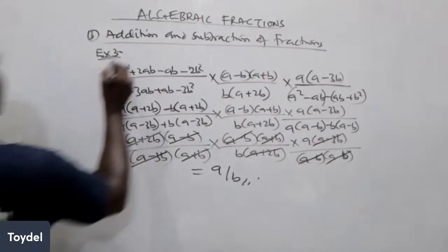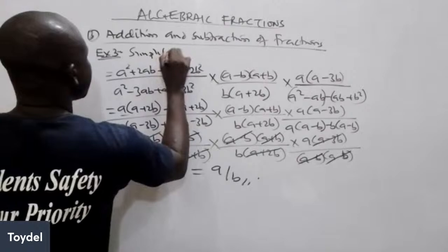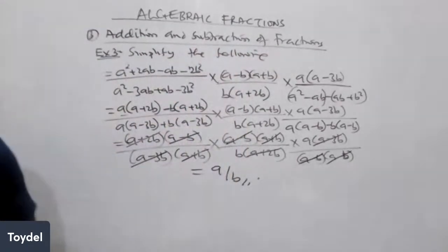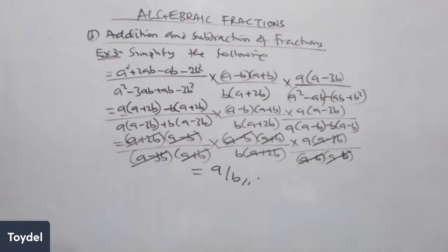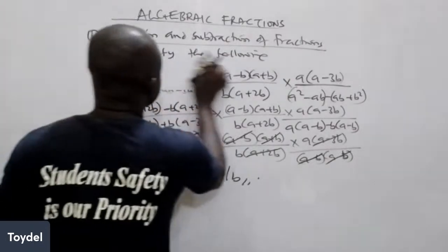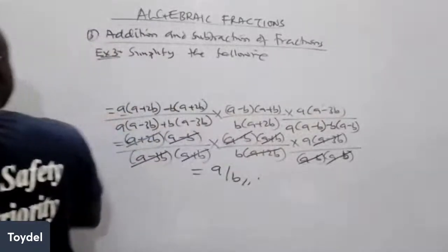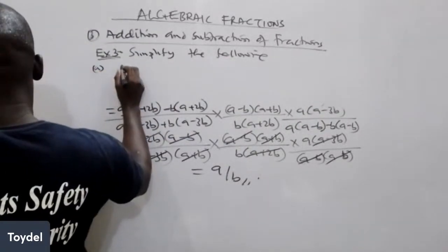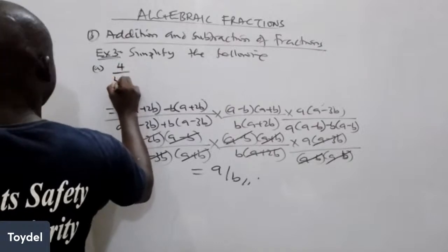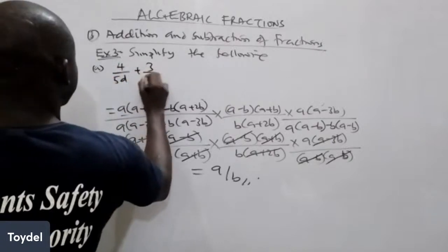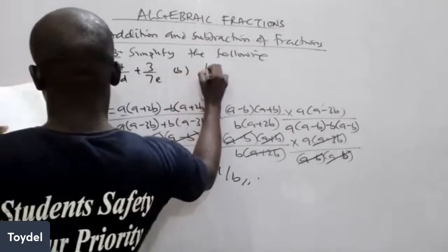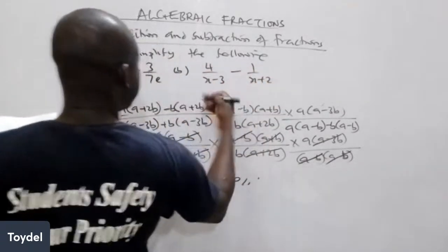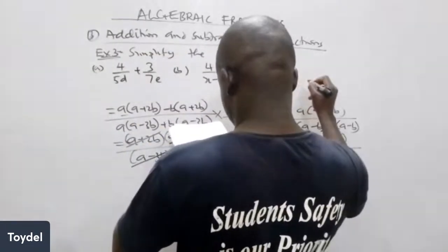So let's just say simplify the following. Please just look at what we have done. Just take your time and check it out. Under multiplication, just have it at the back of your mind that we must be very careful. So let's see what you are given. Simplify 4 all over 5d plus 3 all over 7e. Then let's take another one: 4 all over x minus 3 minus 1 all over x plus 2. Then probably we take one more. Let's take one more example.